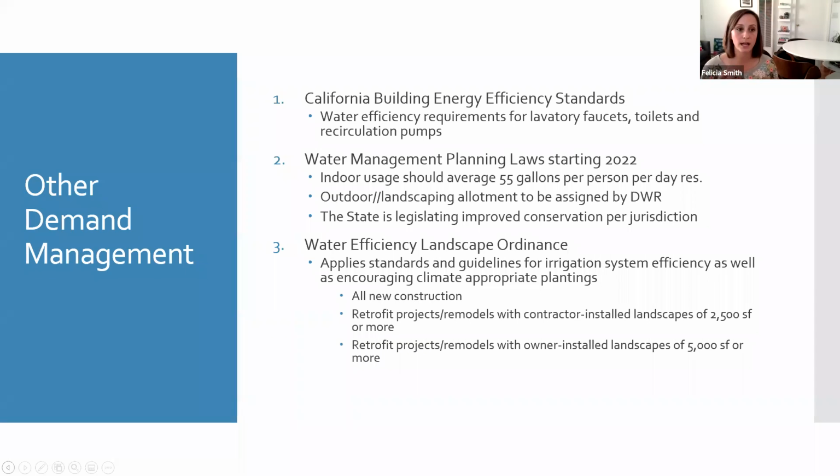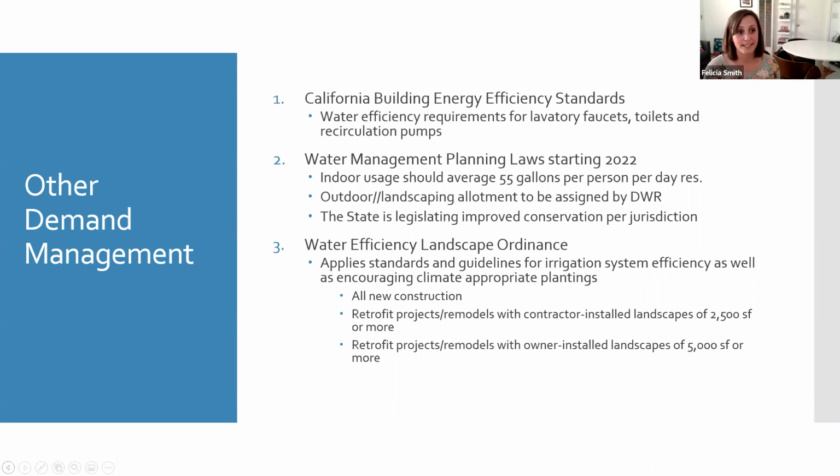Okay, I wanted to point out 3 other things that might be happening, some of which might be below the radar. The first is building efficiency standards. When we think about new development, it's important to keep in mind that these buildings are far more efficient, both on an energy side and water conservation. There are requirements around the flow rates of toilets, urinals, faucets, and recirculation pumps in residential homes are now required. An example of that is in a lot of our homes, our faucets are flowing about 1.5 gallons per minute. In a new building, it's 0.8. So really building in conservation for new construction.